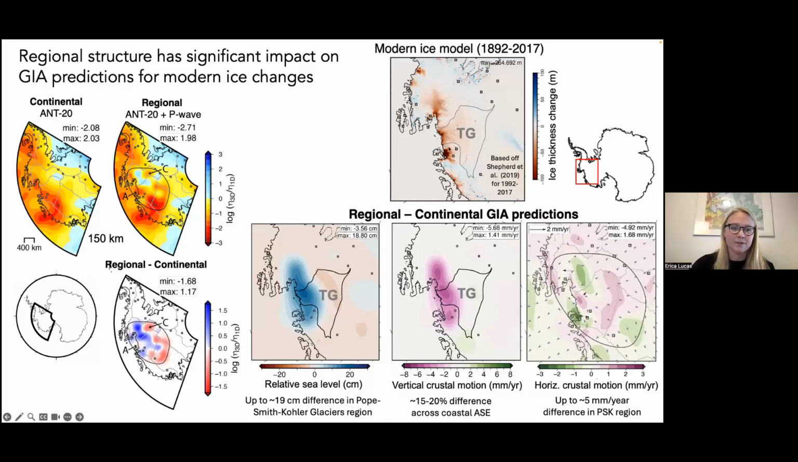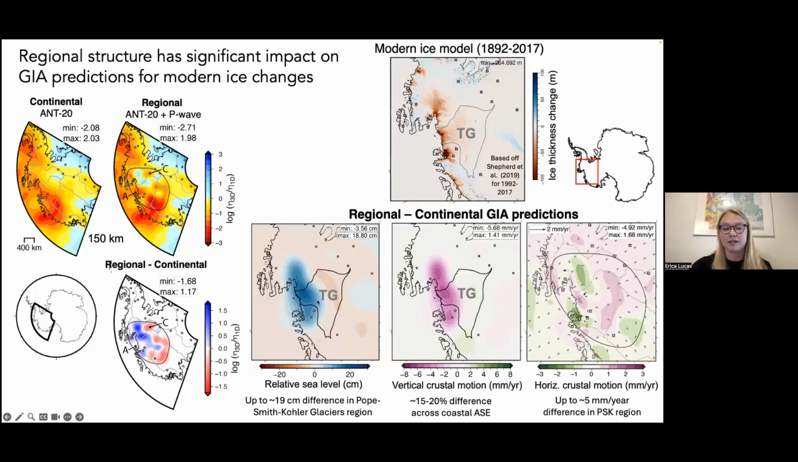And as you can see, a lot of the ice mass loss is focused at Thwaites, Pine Island, and in this region, the Pope, Smith, Kohler Glaciers region. And then here I'm showing model predictions, the difference in model predictions using the regional versus the continental scale Earth models. So this is the difference in GIA predictions for relative sea level change.